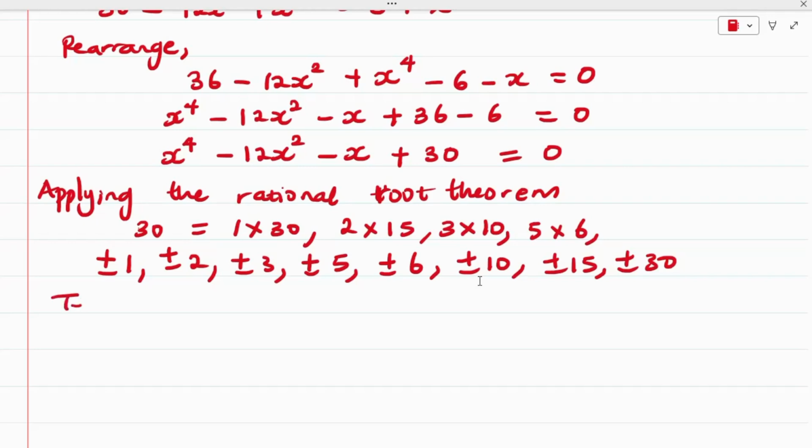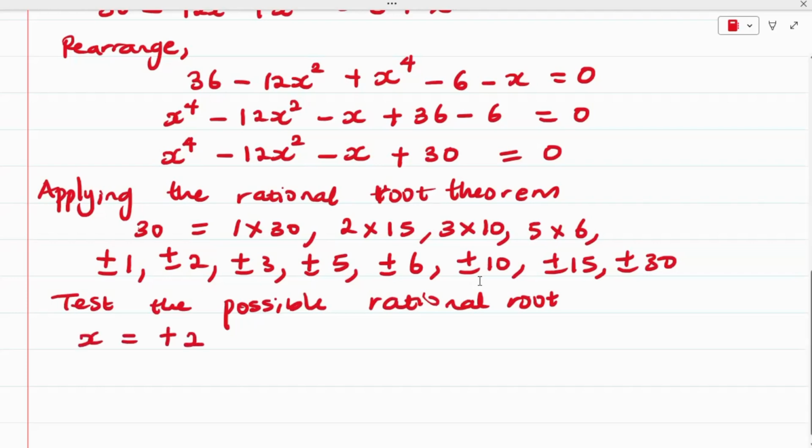So we want to simply test the possible rational roots right here. We already know that 1 is not a root, so we're going to test for x equals plus 2. So we have the equation x raised to the power of 4 minus 12x squared minus x plus 30 is equal to 0. So let's see if x equals 2 is going to give 0.